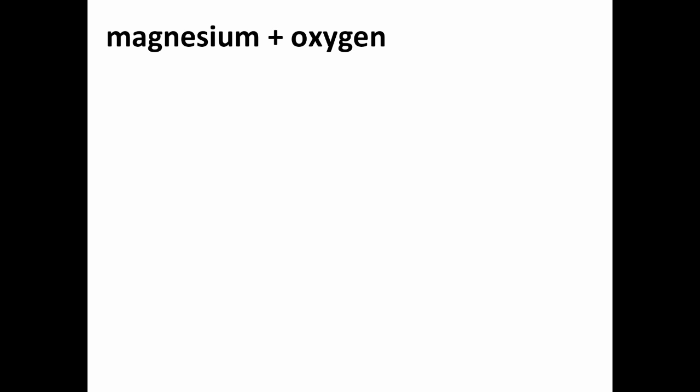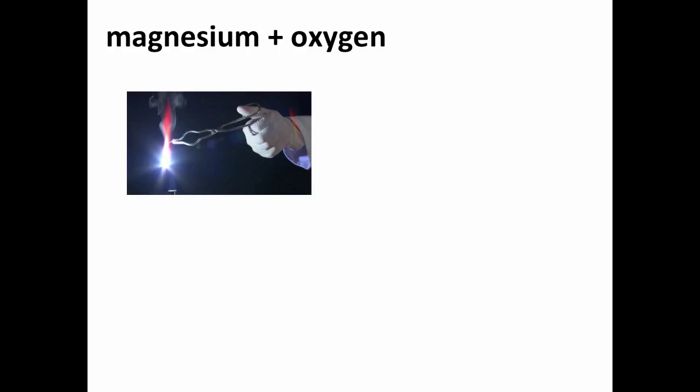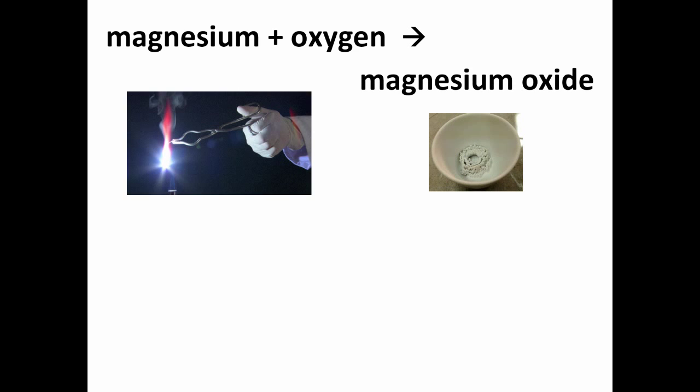If you allow magnesium and oxygen to react with each other, what ends up happening is you get a very, very bright flame being produced. Here's a picture of a piece of magnesium metal burning in the presence of oxygen. It takes a little bit of a flame to get it started, but once started it burns very vigorously, and it produces a compound called magnesium oxide, which looks like this. It's sort of a white powdery solid.